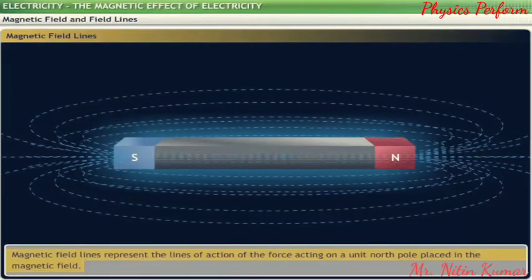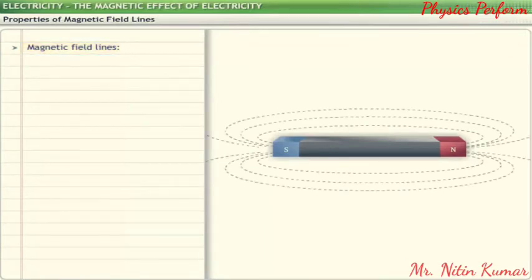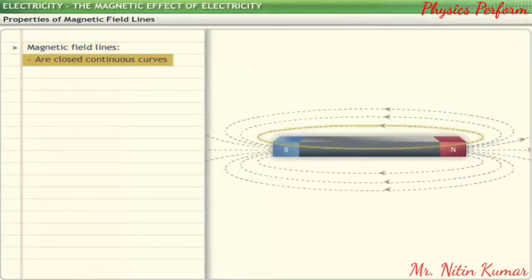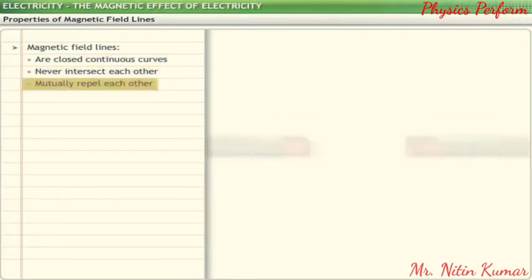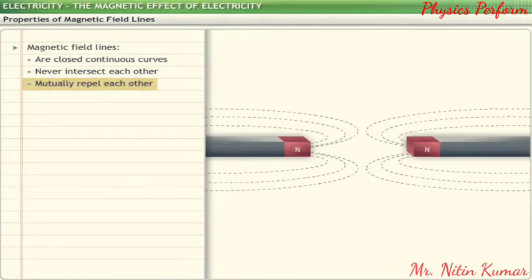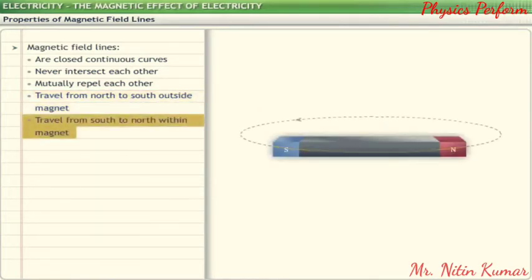Magnetic field lines represent the lines of action of the force acting on a unit north pole placed in the magnetic field. Magnetic field lines are closed continuous curves, never intersect each other, mutually repel each other, travel from the north to the south outside the magnet, and travel from the south to the north within the magnet.